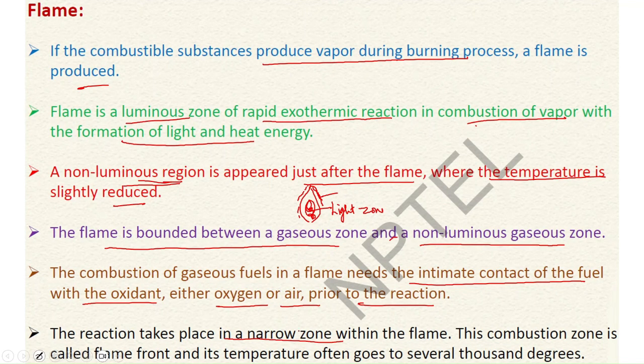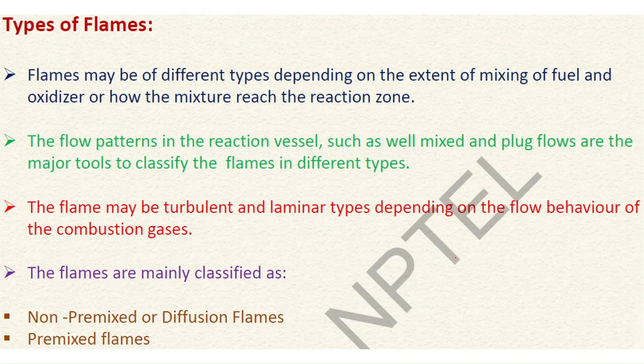The reaction takes place in a narrow zone within the flame. Suppose the reaction is taking place here. So this is called the flame front. And here the temperature goes up to several thousand degrees.